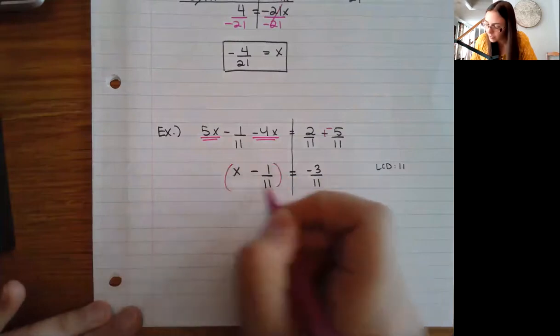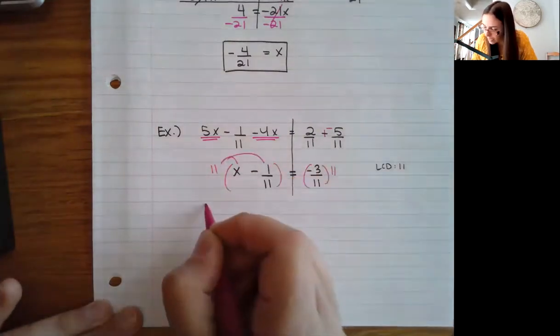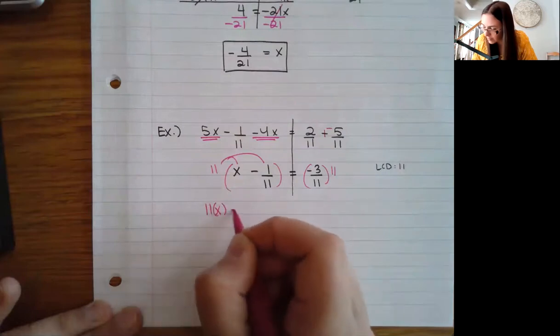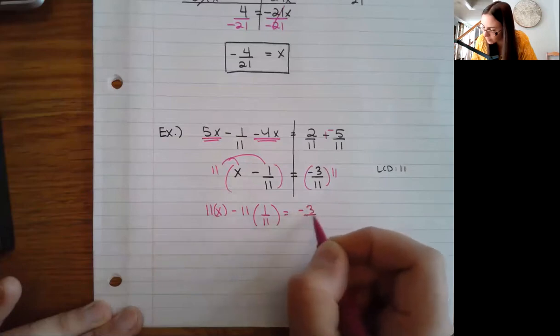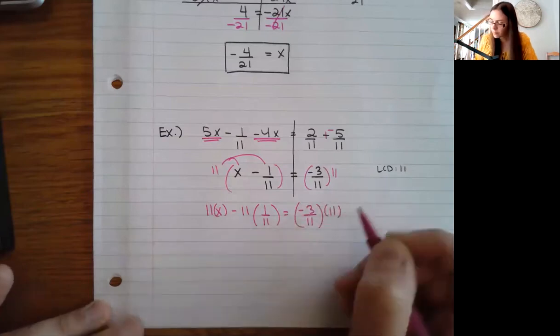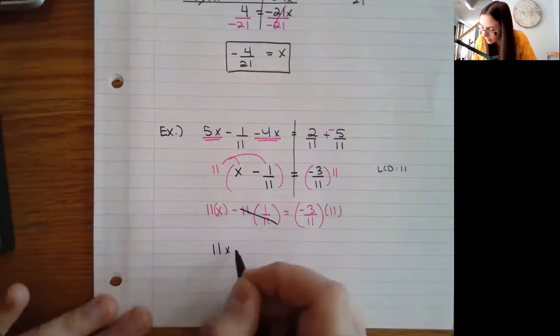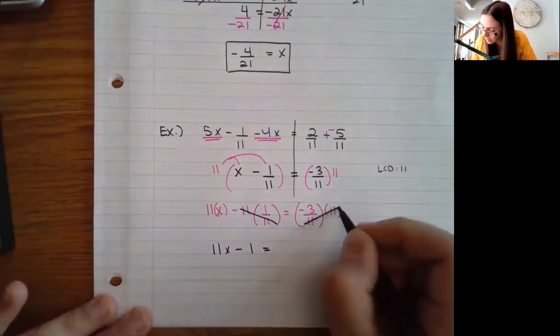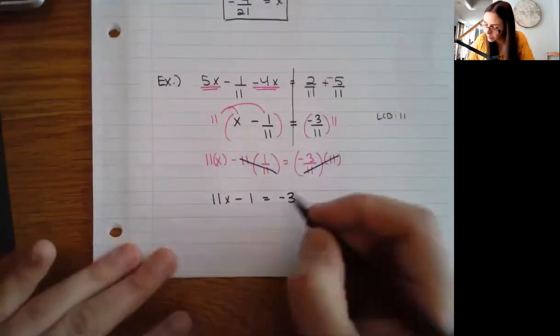So I multiply both sides by 11 here. So I have 11 times x minus 11 times 1 over 11 equals negative 3 over 11 times 11. Here our 11s are going to cancel, so I have a minus 1. And same thing here, they're going to cancel. I have negative 3. And now I can go ahead and keep solving.